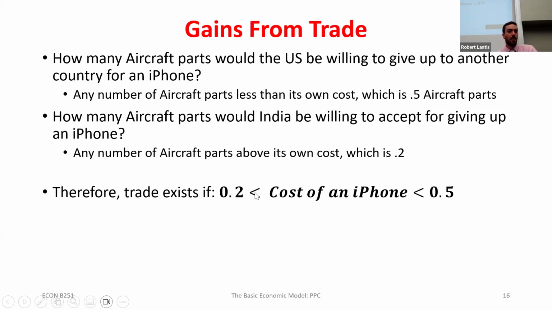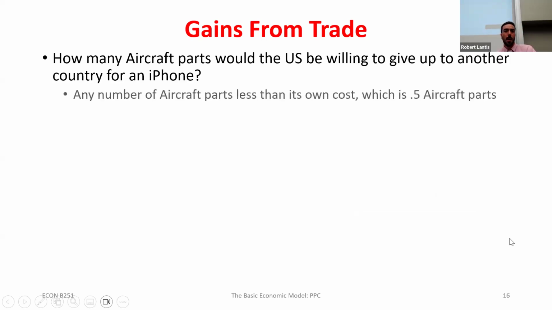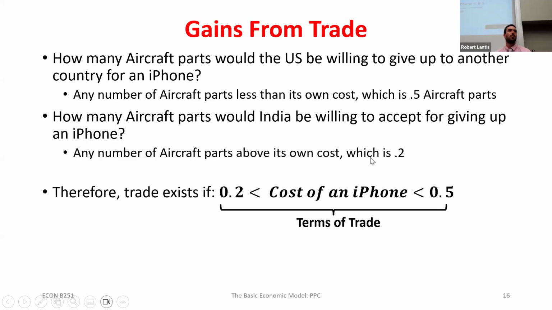But now notice, if we go back here, 1/5 becomes the lower end of our range and 1/2 becomes the upper end, right? But we could find those costs of our y-axis goods, and then the terms of trade will just be in between those 2 costs as well.